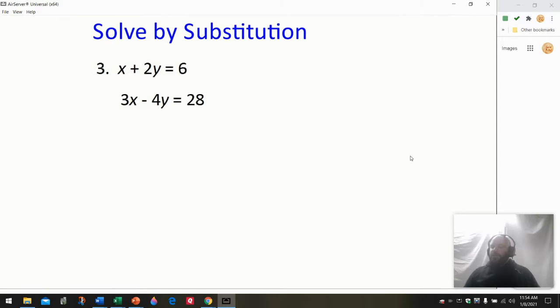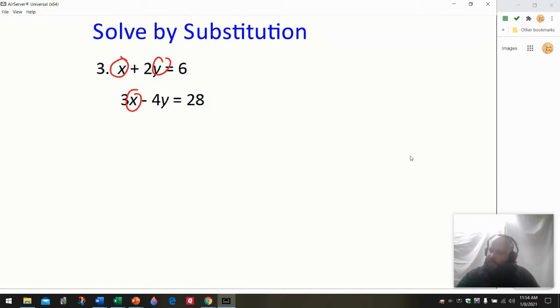So the last one we're going to do today is a little bit different than the first two. And the reason why it's different is this particular system does not have an equation in slope-intercept form. There is not one solved for a single variable. So your job here first is going to be to get one of the variables by itself. Now, as a hint, it doesn't matter which variable you try to solve for. You can solve for this x or this y.